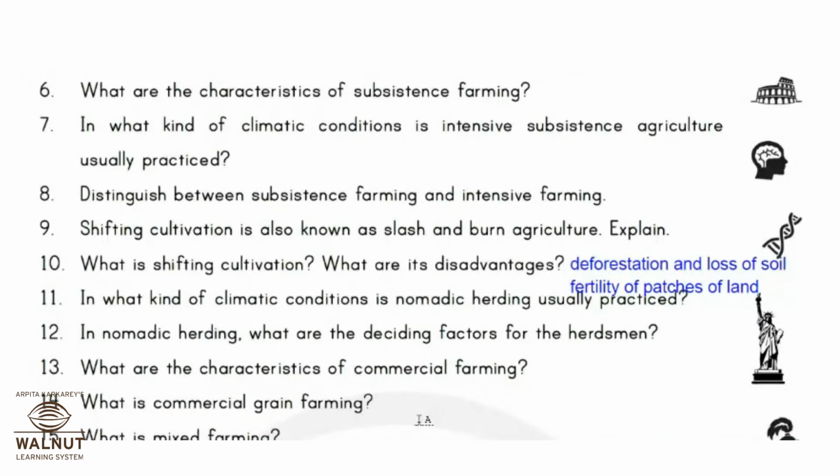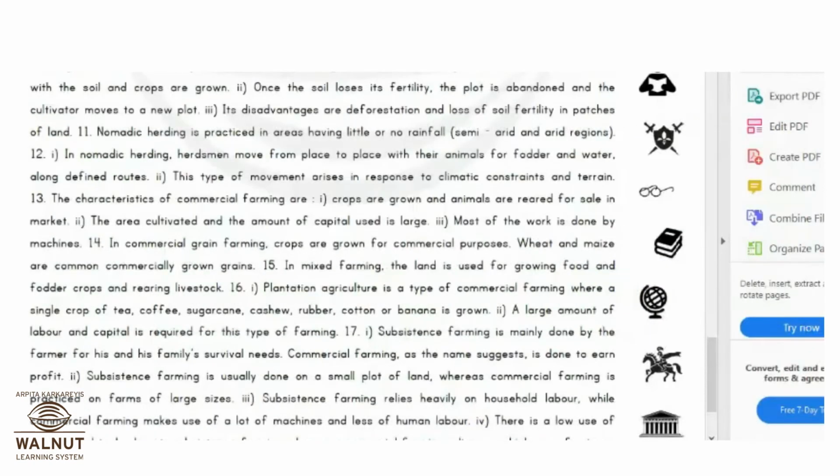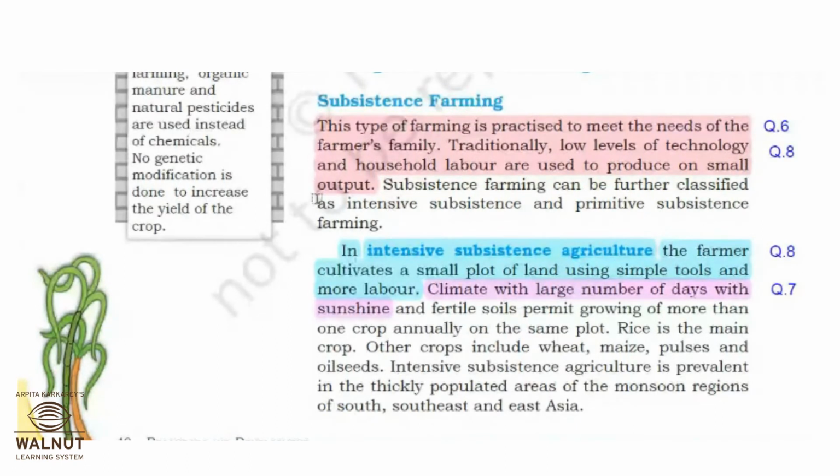So our question number 6 is, what are the characteristics of subsistence farming? So you will get that answer over here. See, question number 6, as I have marked in pink color, subsistence farming. This type of farming is practiced to meet the needs of the farmer's family. Traditionally, low levels of technology and household labor are used to produce a small output. So this answer you have to write down in points. So there are 2 points. First is to meet the needs of the farmer's family, and the second point is low levels of technology and household labor are used to produce a small output. Okay.